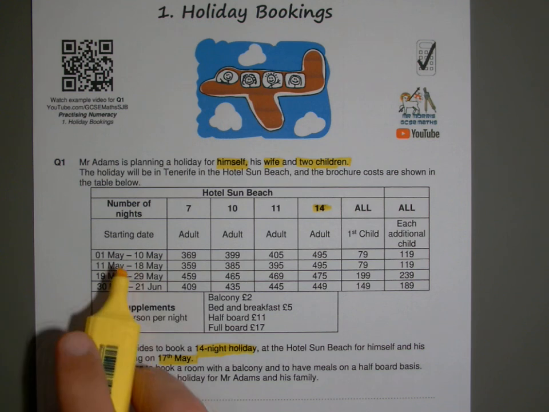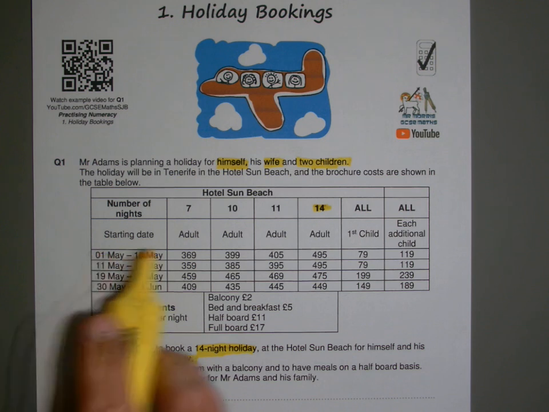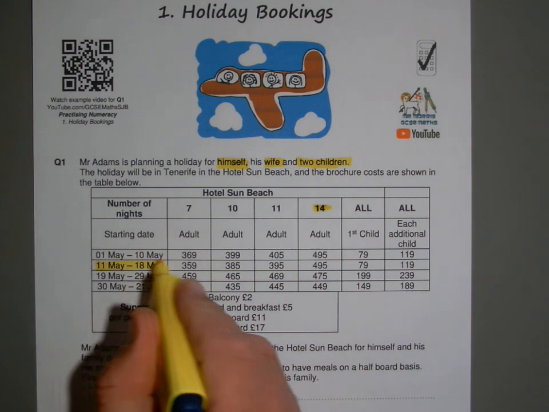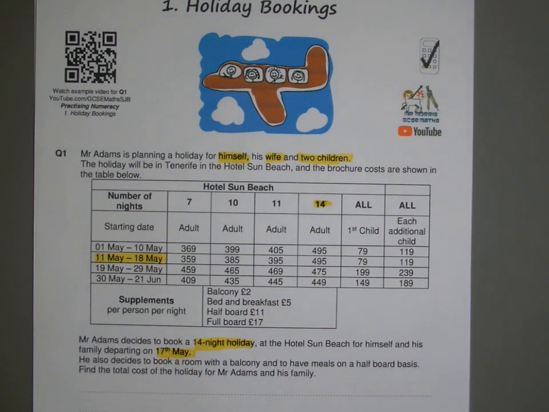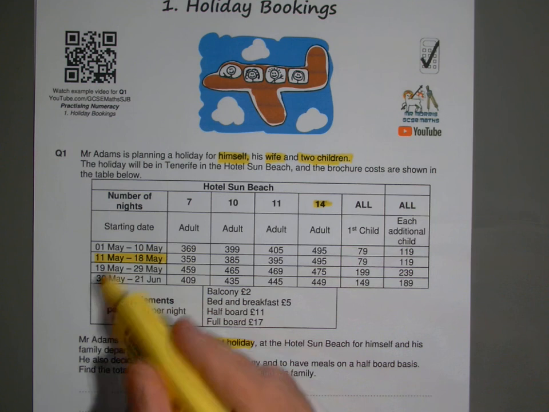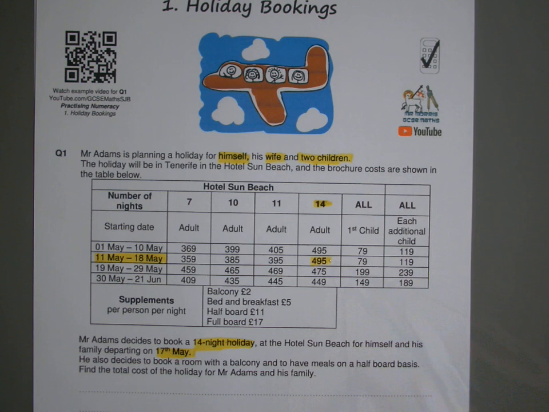Okay, you can see here there's different dates, starting dates, in week periods. And the 17th of May will clearly fall in that slot there, between the 11th and the 18th of May. So from there we can actually work out the prices for an adult ticket, for the hotel, for the child ticket. So if you read down from 14 nights, and then across from the 17th of May, which is in that section, you can see the adult price would be 495.